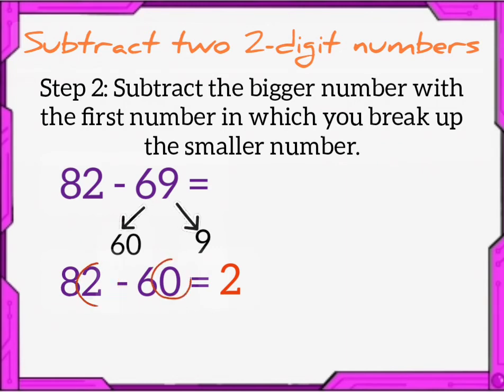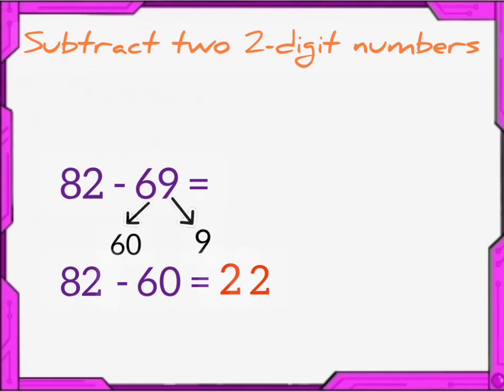So we will do 2 minus 0. So what is 2 minus 0? If you have 2 and you take 0, how much will that be? Yes, it is going to be 2. So we write 2 beside the other 2. So 82 minus 60 is equal to 22. But we are not finished yet. We still have to do one more step.